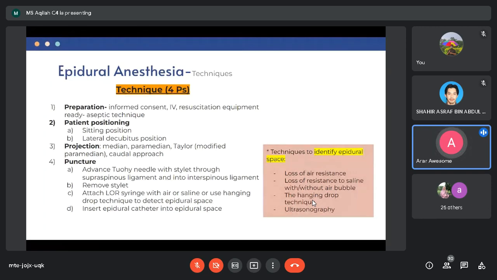And these are some techniques we can use to identify the epidural space: loss of resistance to saline with or without the air bubble, the hanging drop technique, which is the CSF coming out of the needle, and also ultrasonography.